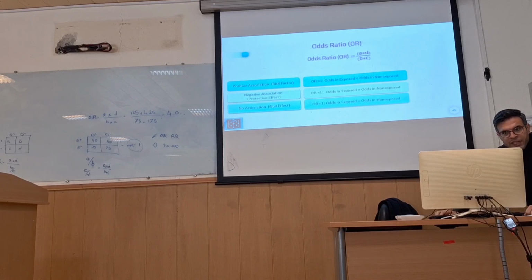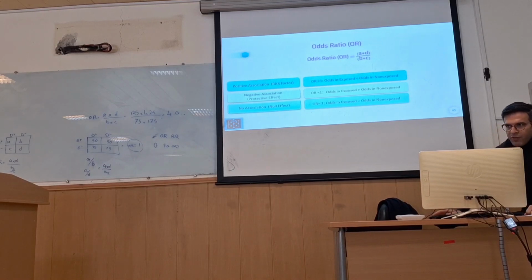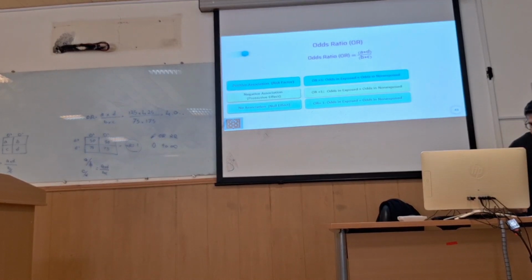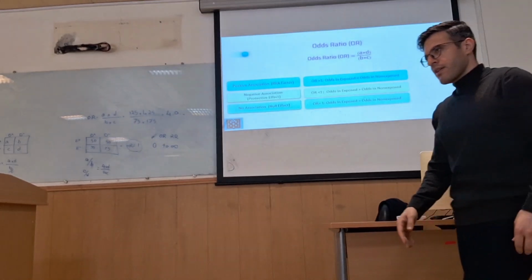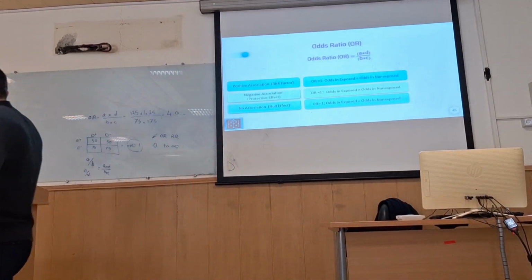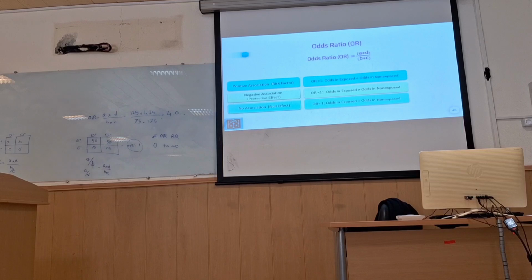And the interpretation of odds ratio is the same as the interpretation of odds ratio in cohort study. When odds ratio is higher than 1, what does it mean? Exposure is a risk factor. When odds ratio is less than 1, it means your factor or your exposure is protective. And when OR is equal to 1, it means there is no association.